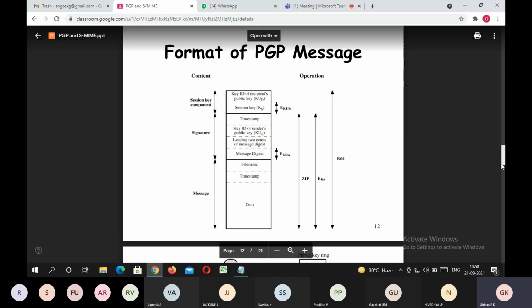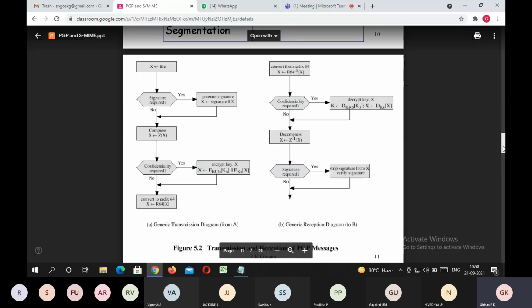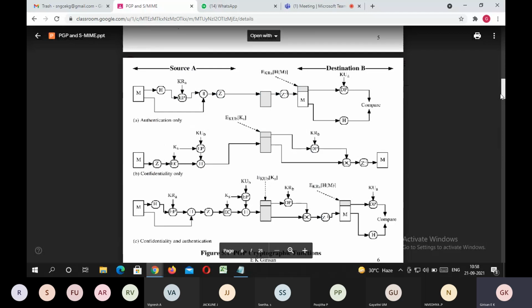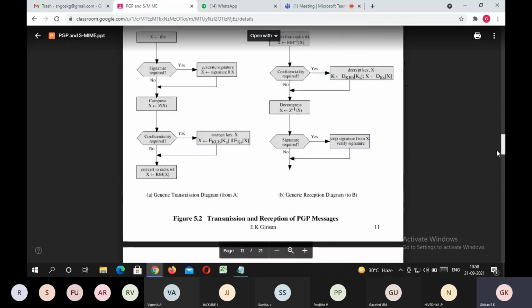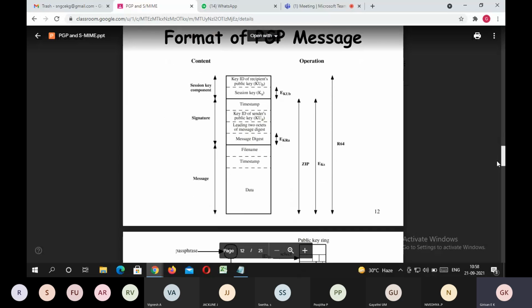As I told you, there are 5 important functions of PGP. One is authentication, confidentiality, compression, segmentation, and we have the compatibility. So in order to achieve this, we have the PGP message format as follows. The second important component of the PGP message is the signature, which is primarily used for authentication. Authentication is one of the important services of network security itself.